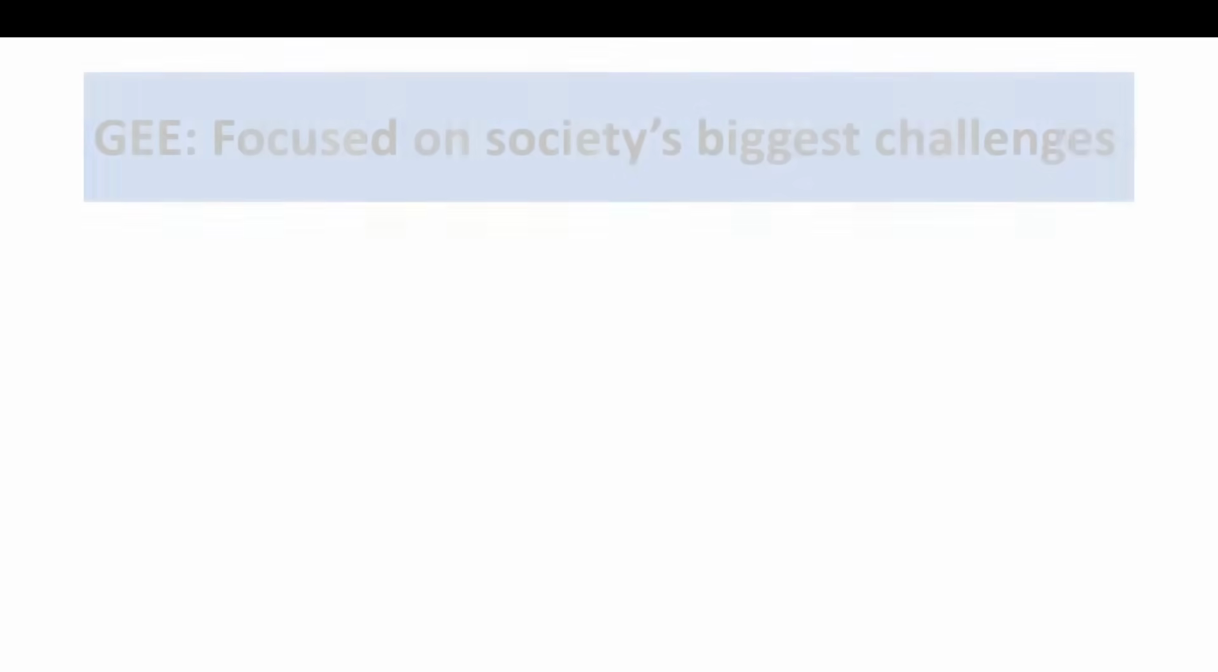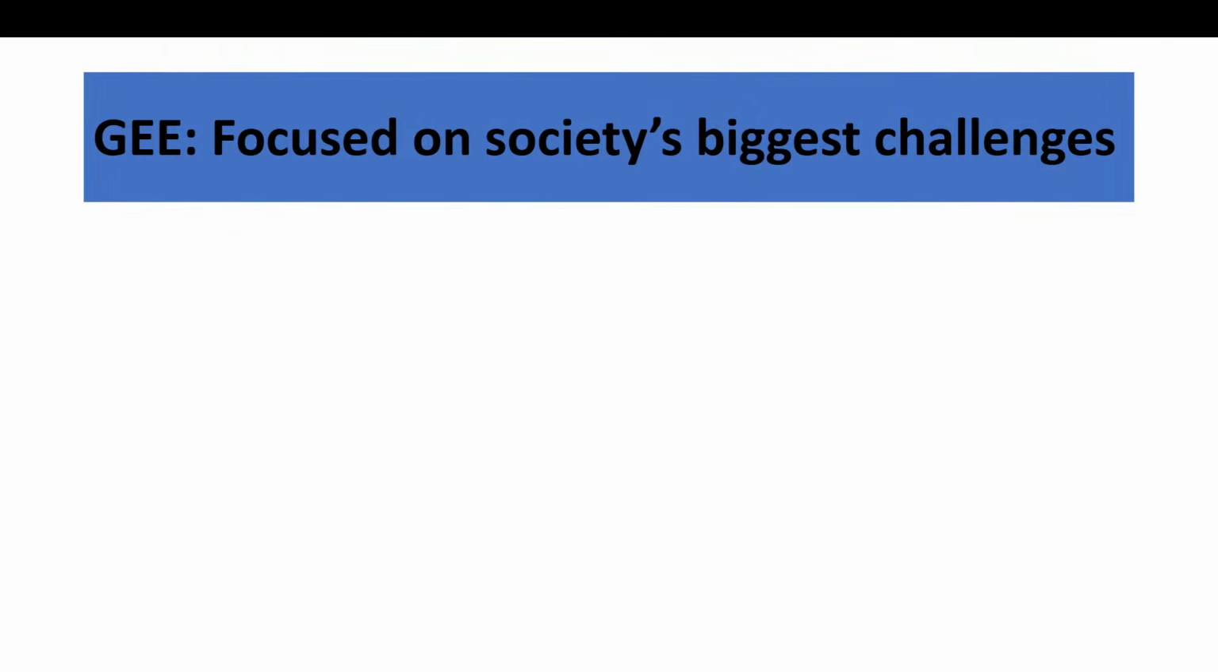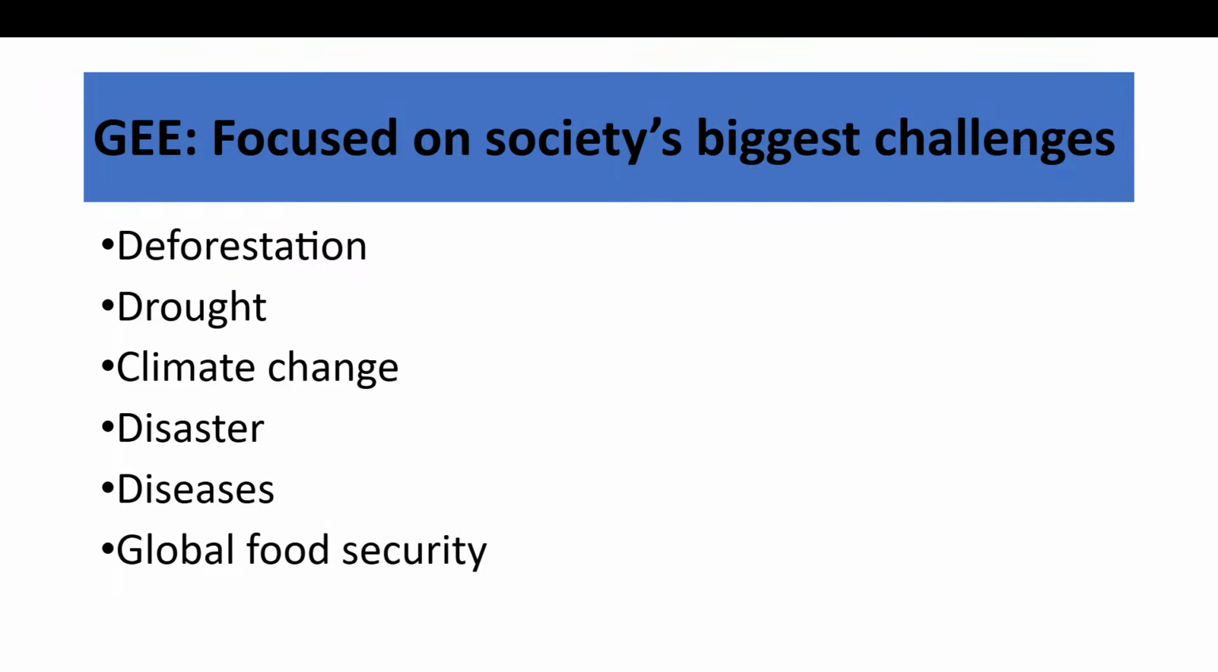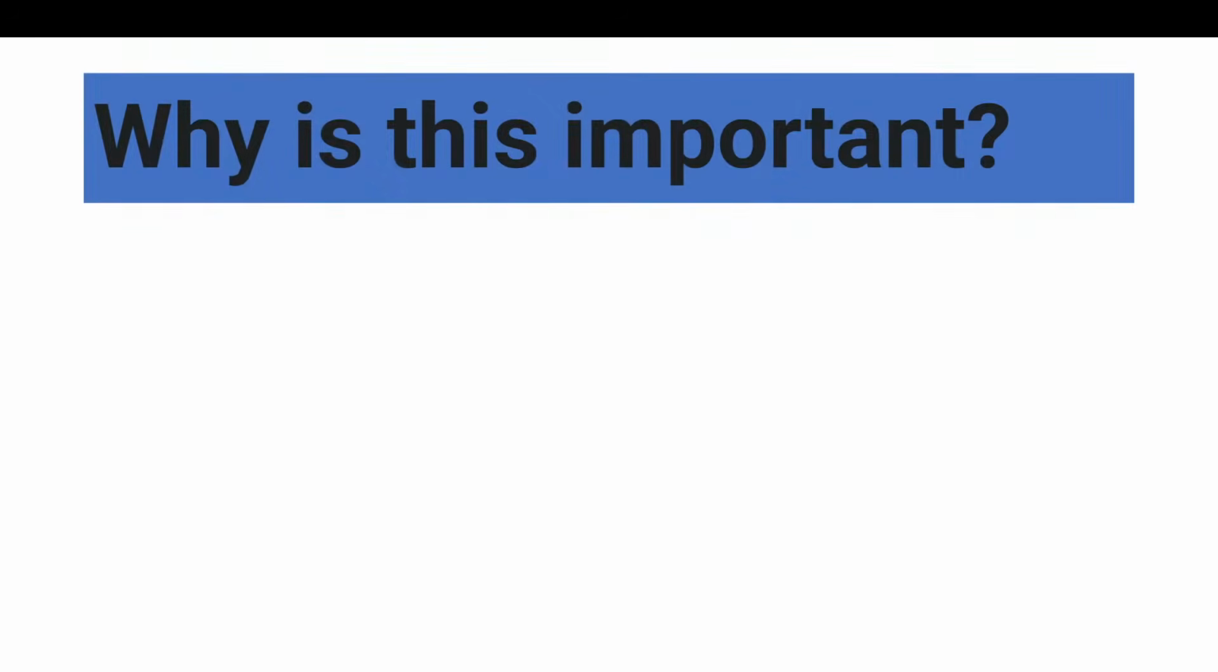It also focuses on society's biggest challenges, such as deforestation, drought, climate change, disasters, diseases, global food security, and sustainability. So it mainly focuses on this type of society's biggest challenges. And why is this important at the present time?